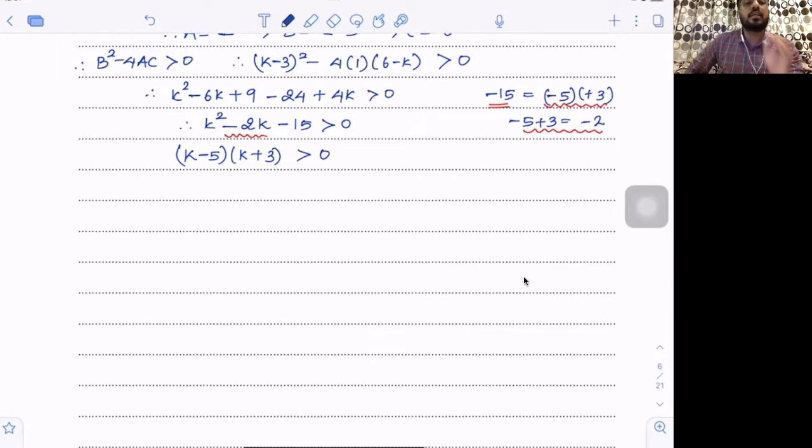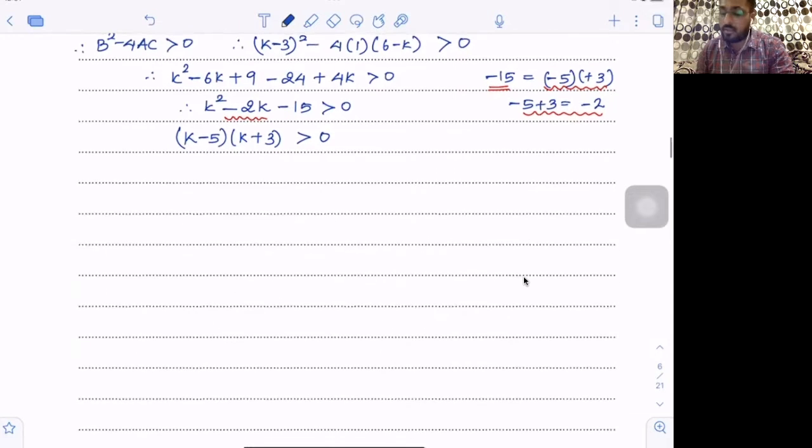Now comes the real challenge, to decide the values of k. Now try and understand, students. (k minus 5) multiplied with (k plus 3). So these are two terms. They are multiplied and the answer is greater than 0, right? That means multiplication of two terms is giving me a positive answer. Greater than 0 means what, students? Greater than 0 means the answer needs to be positive. So (k minus 5) multiplied with (k plus 3), the answer needs to come positive.